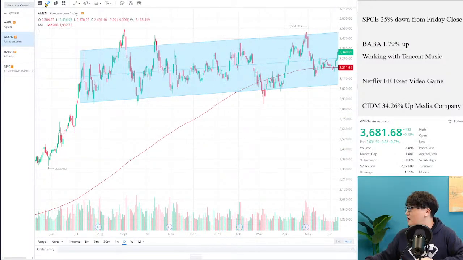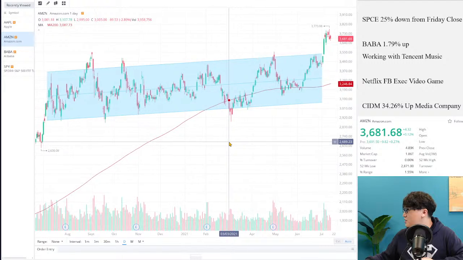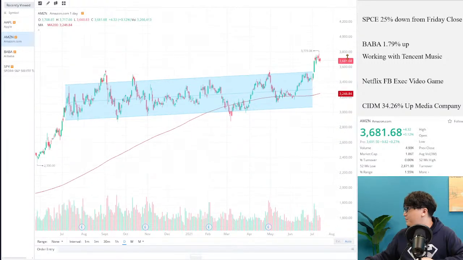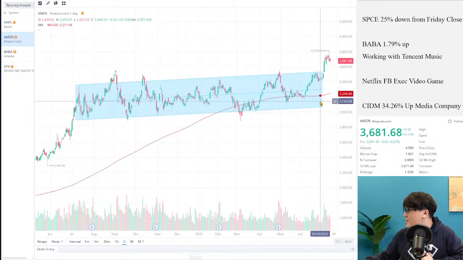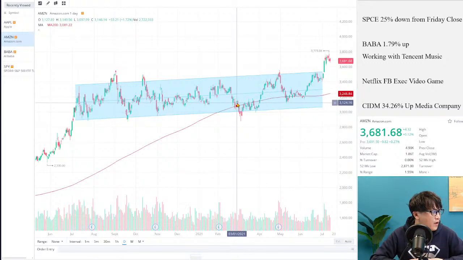All right, I want you to take a very close look at this, since you are asking about Amazon. This is from last July, and this is this July. So for Amazon, it has been consolidating for a year. And even during the worst of times, during COVID, Delta COVID, whatever that is, it's still consolidating.